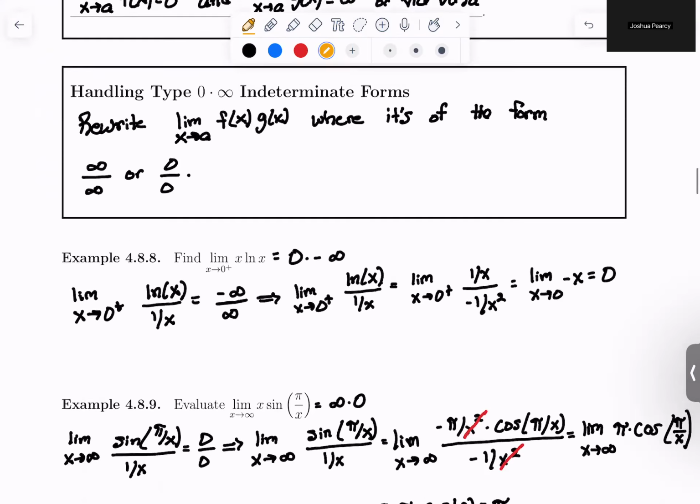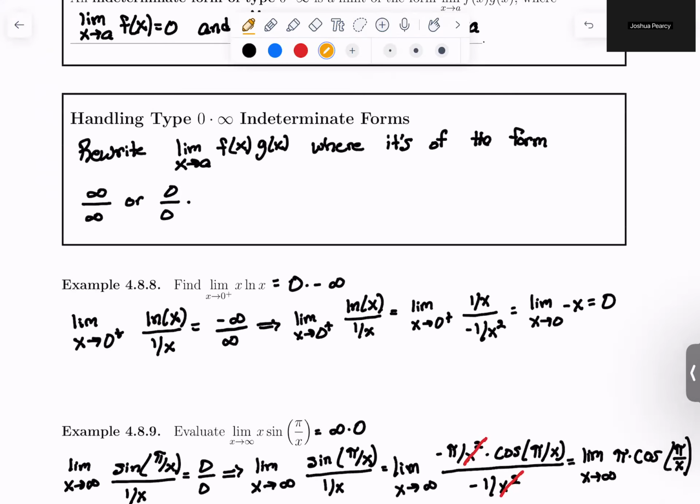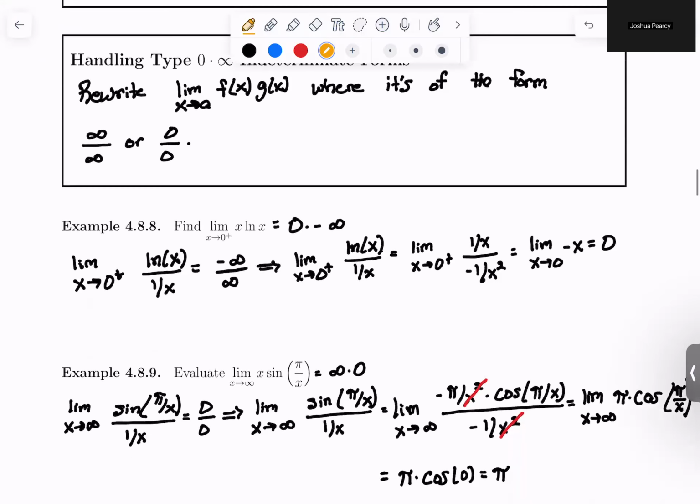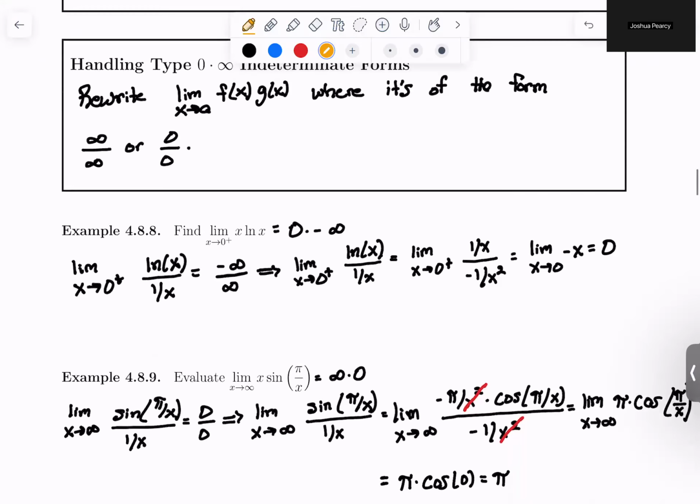So what I want to try to do is get it where I have type infinity over infinity or 0 over 0. The way that I do this is, instead of writing x here, I write 1 over x here. And then whenever I take the limit as x goes to 0 from the right, it approaches negative infinity on the top, positive infinity on the bottom. So therefore, I can use L'Hopital's rule now and differentiate the numerator and the denominator separately and then take the limit.